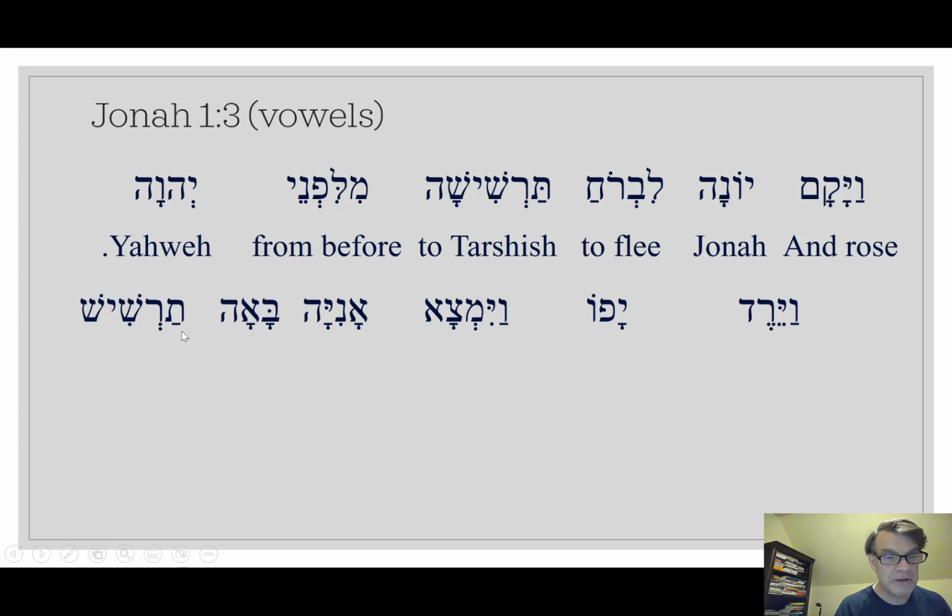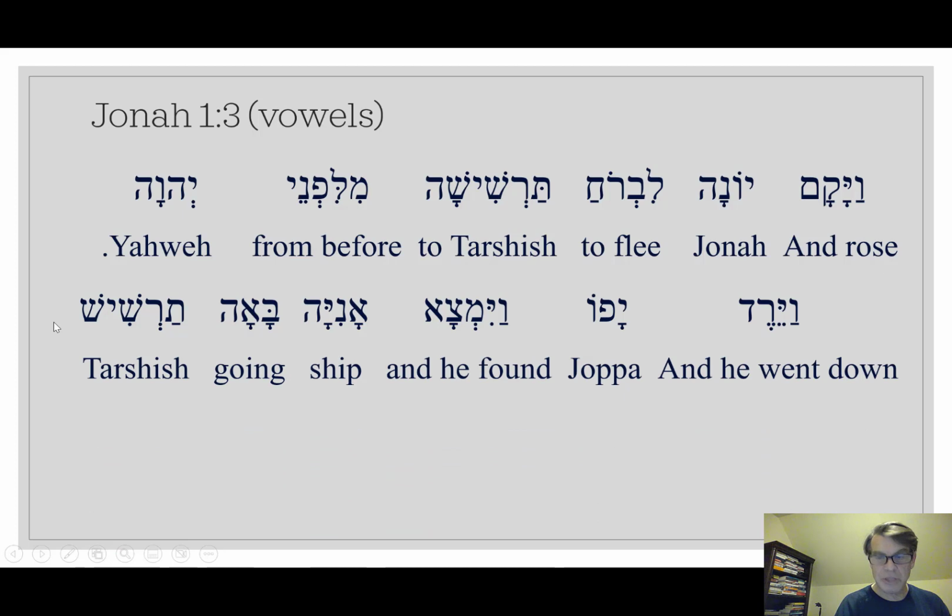What's under the tav? It's a patak. What's under the resh? It's a shva. And I'm going to tell you it's a silent shva. This syllable's closed. Tar. Again, tar heel, tar. Okay. What's under the shin? It's a hirik yod. A long I is how it's transliterated. So Tarshish. So that second line is Vayered, Yafo, Vayimza, Aniyah, Ba'ah, Tarshish. And he went down Joppa, and he found a ship going to Tarshish.